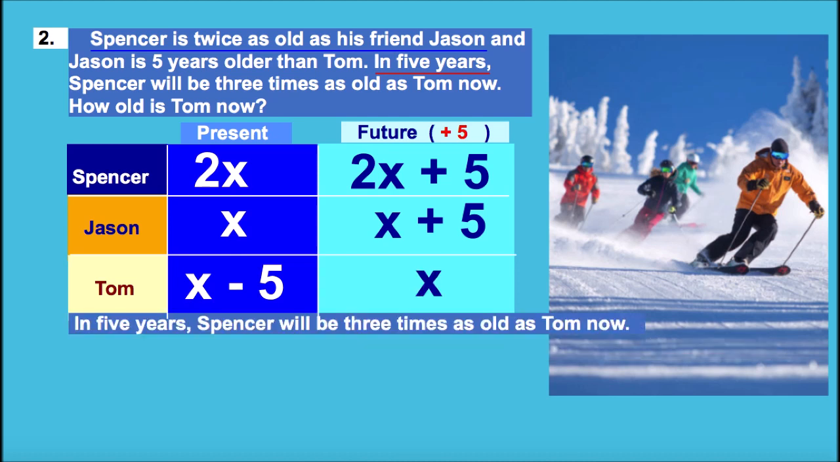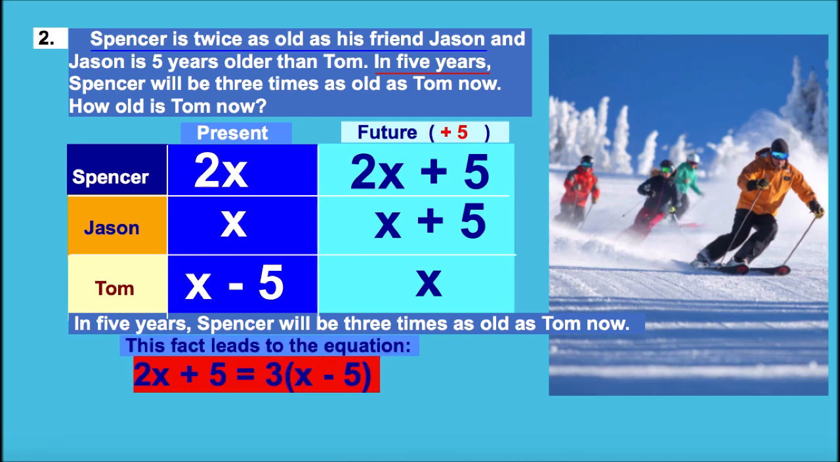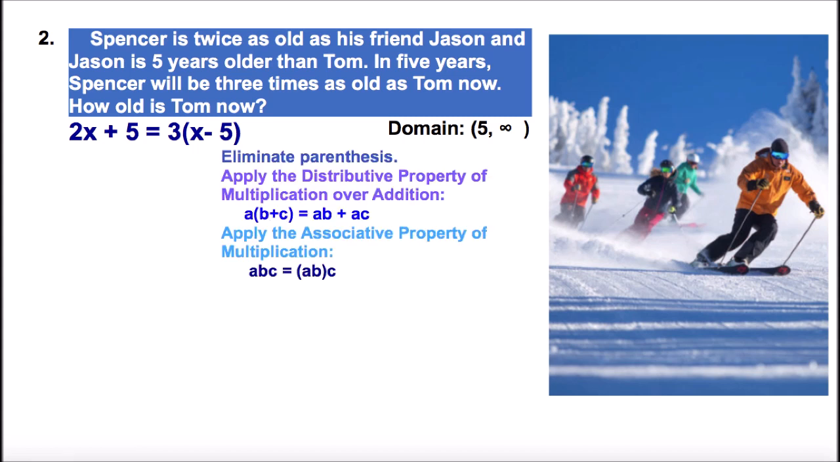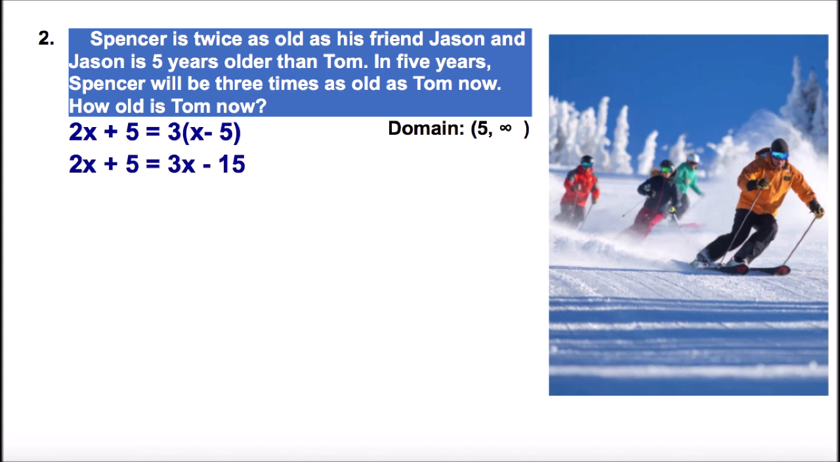In 5 years, Spencer will be 3 times as old as Tom now. This fact leads to the equation 2x plus 5 equals 3 times the quantity x minus 5, on the domain open interval 5 infinity. Eliminate parentheses by applying the distributive property of multiplication over addition and the associative property of multiplication. 2x plus 5 equals 3x minus 15.